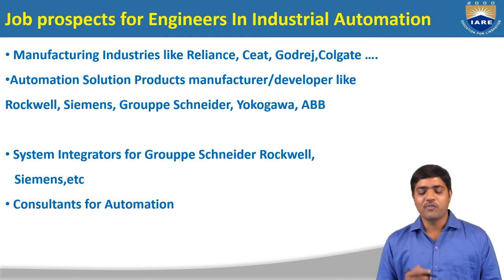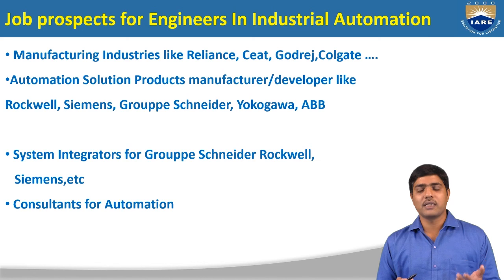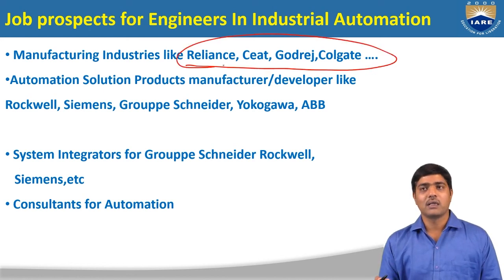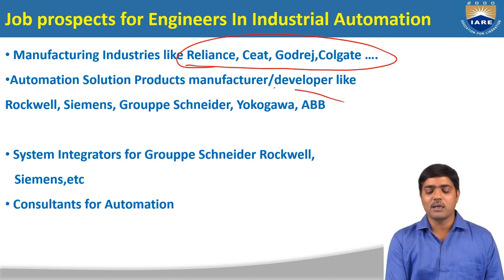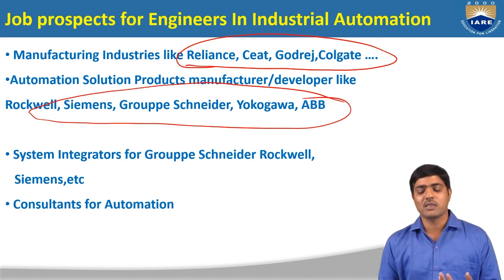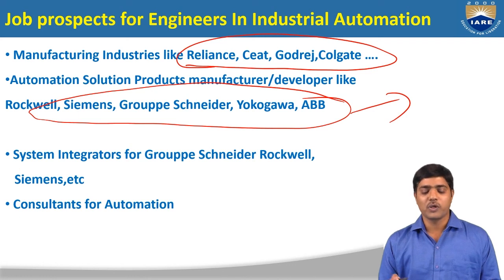And also manufacturing industries like Reliance, CEAT, Godrej, Colgate, and automation solution product manufacturers like Rockwell, Siemens, Schneider Electric, Yokogawa, ABB. These are the various companies where manufacturing is done through industrial automation, and these are the companies that develop the automated products. So Rockwell Automation, Siemens Automation, Yokogawa, ABB, Schneider. All these are companies that make the automation products.